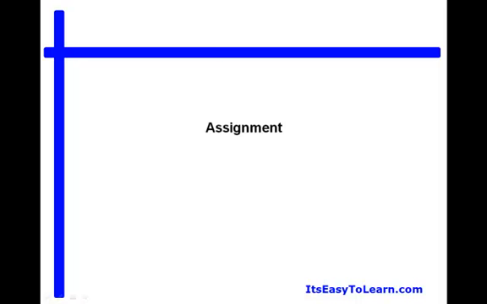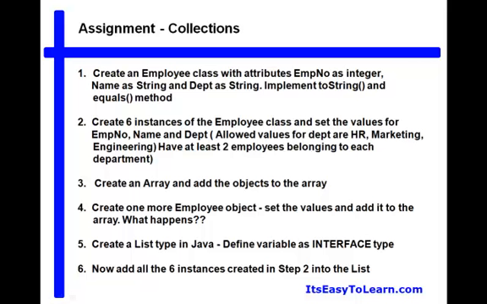Here are some assignment questions for you. Create an employee class with attributes employee number as integer, name as string and department as string. Implement toString method and equals method. Create 6 instances of the employee class and set the values for the employee number, name and department. Allowed values are HR, marketing and engineering. Make sure you have 2 employees belonging to HR, 2 in marketing and 2 in engineering.